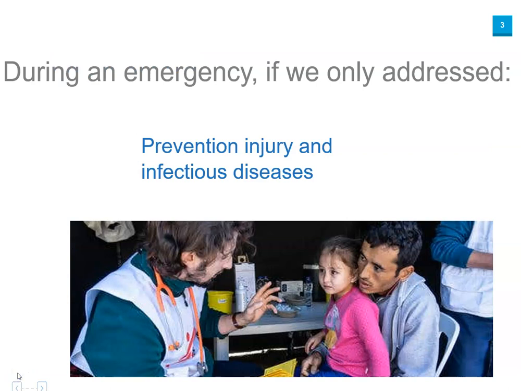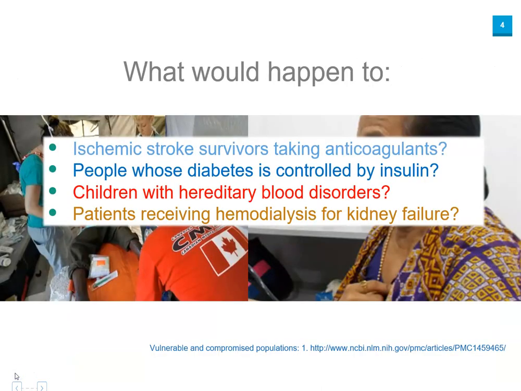Well, just imagine if we, during an emergency, only addressed prevention of injuries and treating infectious diseases. What would happen to people with ischemic stroke survival that are taking coagulants, or patients with diabetes that are controlled by insulin? Or what would happen with children with blood disorders, or patients that are under hemodialysis for the kidney failure?